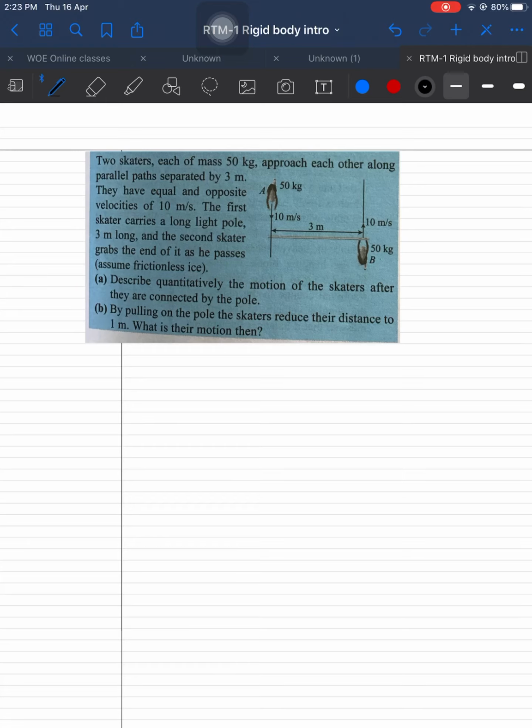Let's see the other part. Two skaters, each of mass 50 kg, approach each other along parallel paths separated by a distance of 3 meters. They have equal and opposite velocities of 10 meters per second. The first skater grabs a light pole 3 meters long, and the second skater grabs the end as he passes. Discuss the quantitative motion of the skaters.